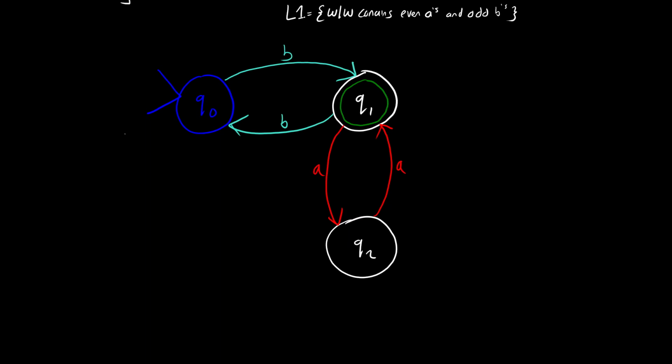Okay, so now we need to remember the fact that W is a string that contains even A's and odd B's. But there's nothing that specifies that it needs to start with a B, so we can imply that it can start with anything in our alphabet, A or B. So how would we do that to this finite state machine? We add a new state for our start state to get to if we get A's.